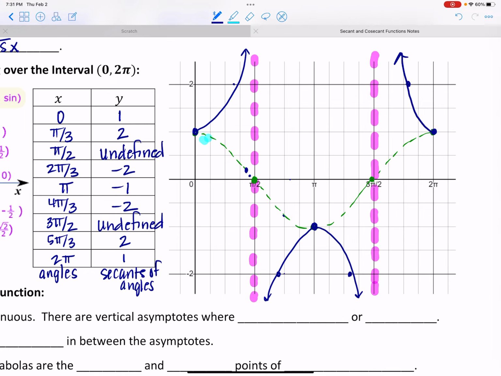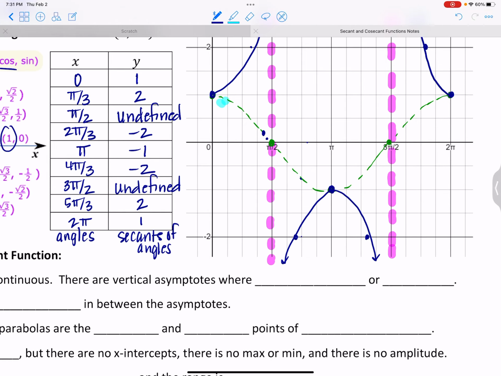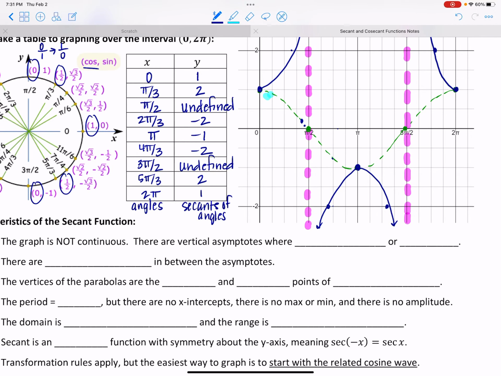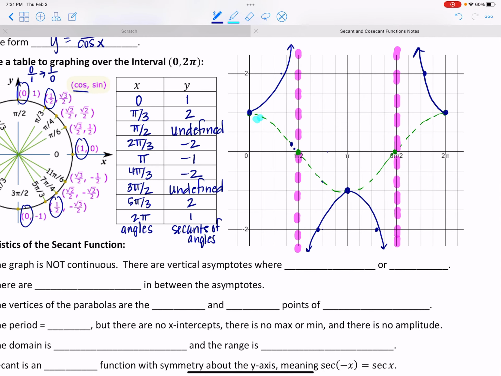Okay, so let's try to generalize a few things. This is a little strange, but this is not a continuous graph. We see the vertical asymptotes. Those happen when the cosine of our angle is 0, because when we flip it, 0 on the bottom is undefined. And where does the cosine end up being 0? We talked about this. At pi/2, 3 pi/2, 5 pi/2, it would keep happening at those odd multiples of pi/2.